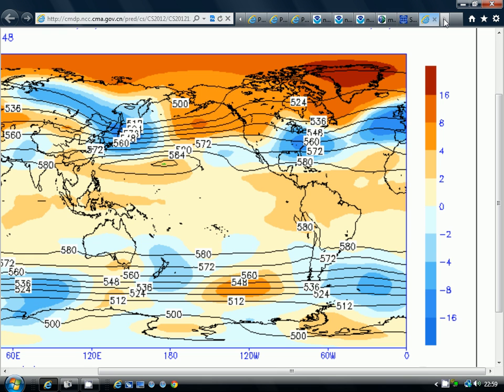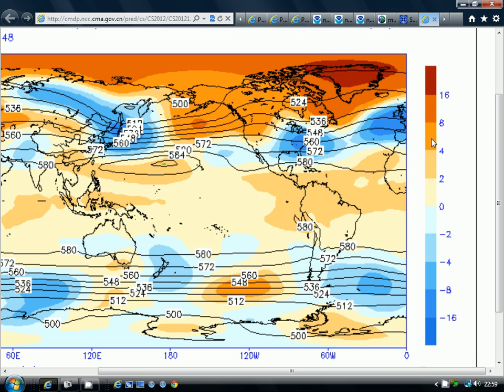Now, the next model I want to go on to is the Beijing Climate Centre model. This is the 500 millibar height anomaly for December, January and February, so for the whole winter of 2012-2013.